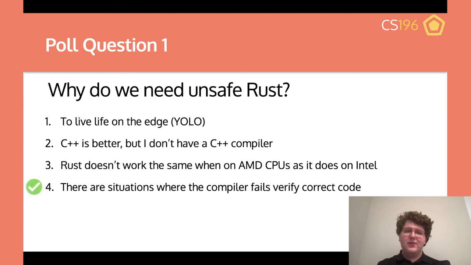So the correct answer for this one is 4. There are situations where the compiler fails to verify correct code. And so in those situations, we need to use unsafe Rust to tell Rust exactly what we're doing. And so let me just enter the next one.